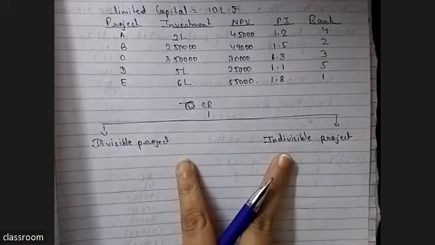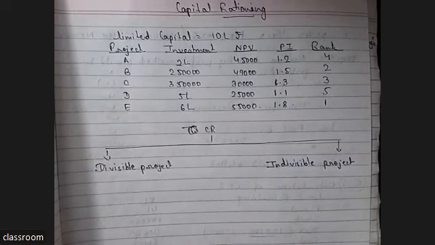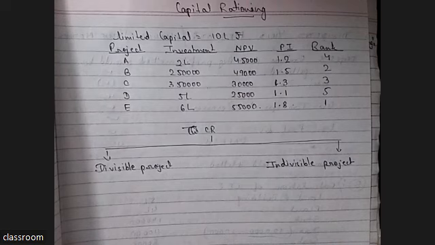So in capital rationing, why are we studying this? We are studying the benefit of PI. PI has the benefit that it can rank the projects when there is limited capital, and it helps at the time when we have capital rationing. When we have limited capital, PI helps us through ranking.